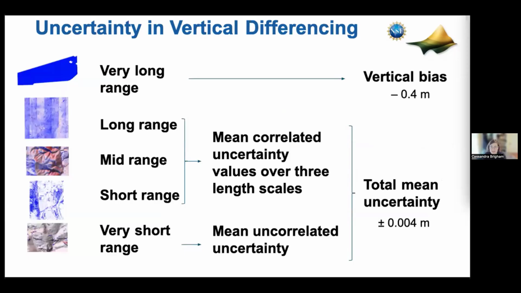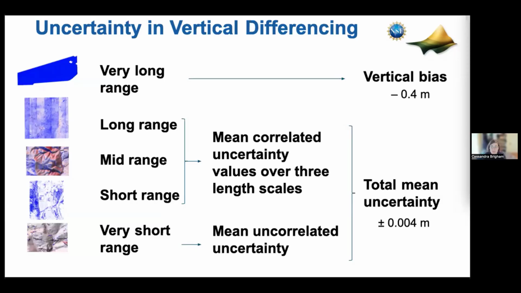Now that we've cataloged some of the types of errors present, let's think about how we'd go about quantifying their effect on vertical differencing results. For very long-range errors, that is, errors that are almost perfectly correlated at the scale of our area of interest, we are interested in the vertical bias, that is, the vertical alignment error that should be close to constant across the raster. For spatially correlated errors at the long, mid, and short scales, error magnitudes will change across the raster. So we want to quantify the mean correlated uncertainty values over 3 scales.